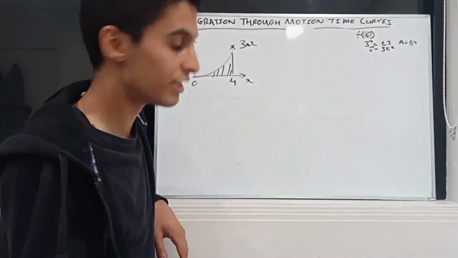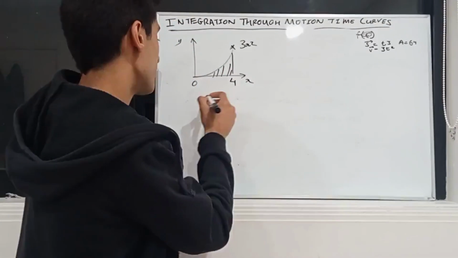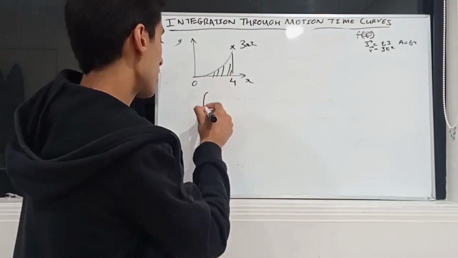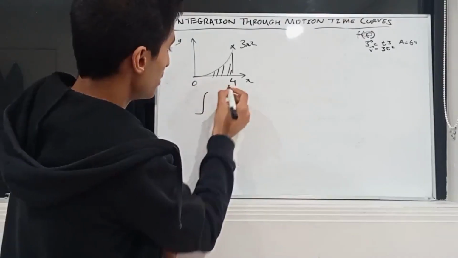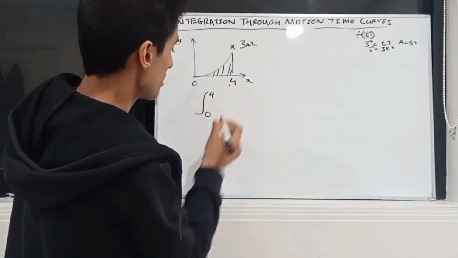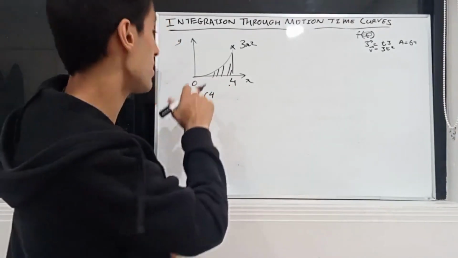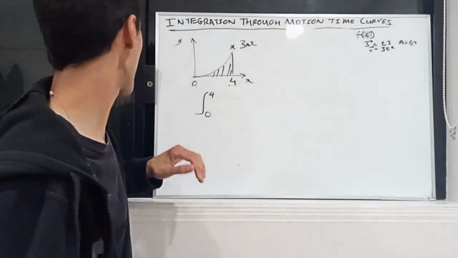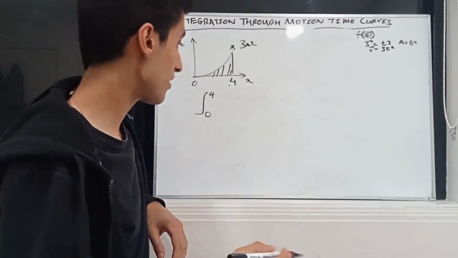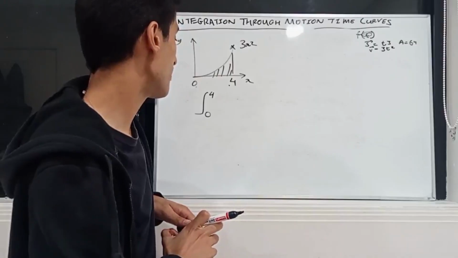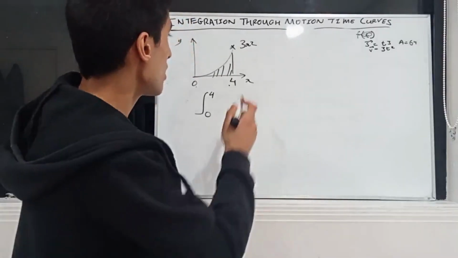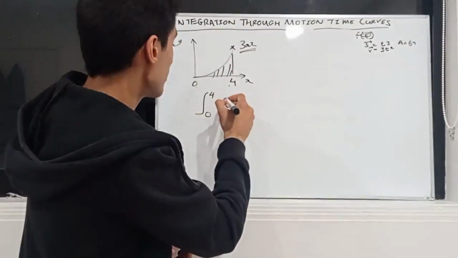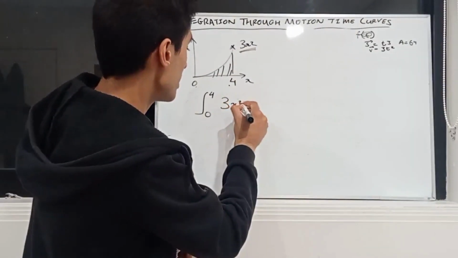Now there's a notation for integration, which is the sum of all values between 0 and 4. These are our limits. The lower limit always goes on the bottom, and the upper limit always goes on the top. So these are our limits, and we're supposed to integrate this. So our function is given by 3x squared.